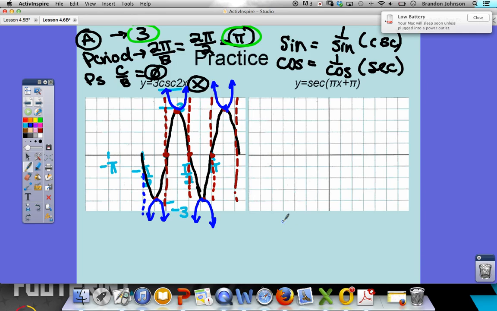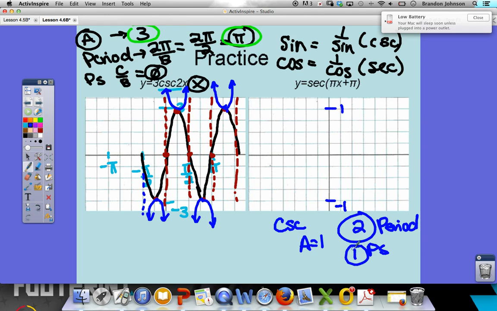Okay. So again, remember it's cosecant. If I was doing this example quickly, a is equal to 1, so I go up and down 1. Our period is 2 pi over b, so in this case it should be 2. So 2 should be our period. All right, our phase shift is c over b. In this case it's pi over pi, or our phase shift should be 1.